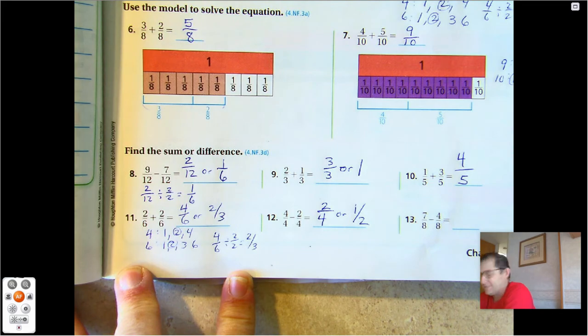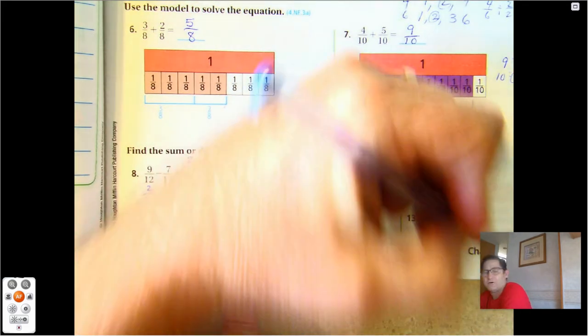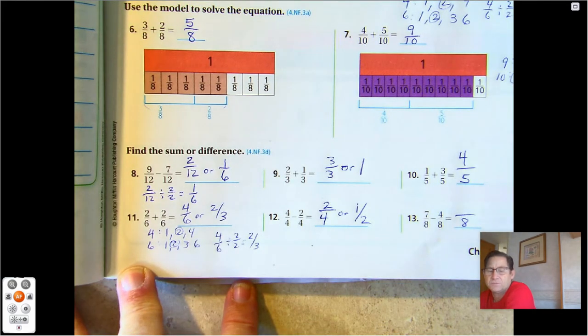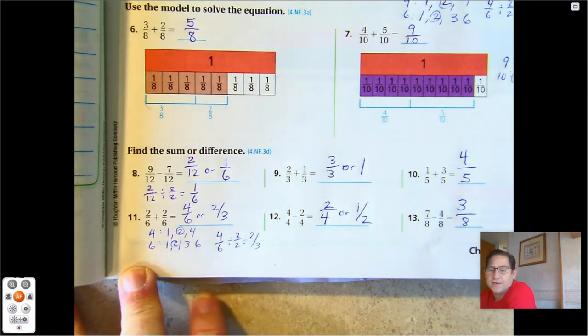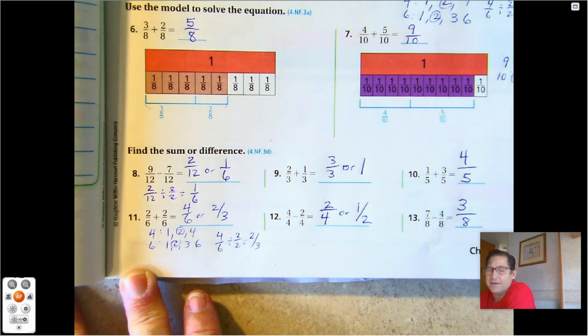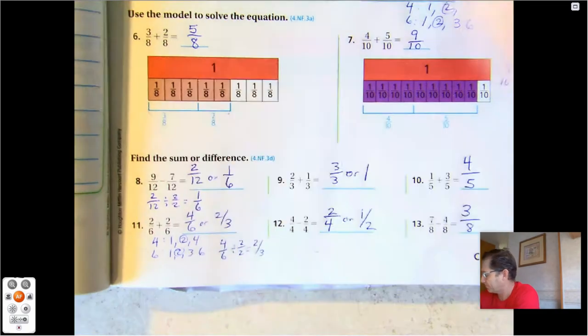Number 13. So the size of the pieces are eighths. And we're going to subtract the numerator. 7 take away 4 is 3. 3 is prime and is not a factor of 8. That's in simplest form.